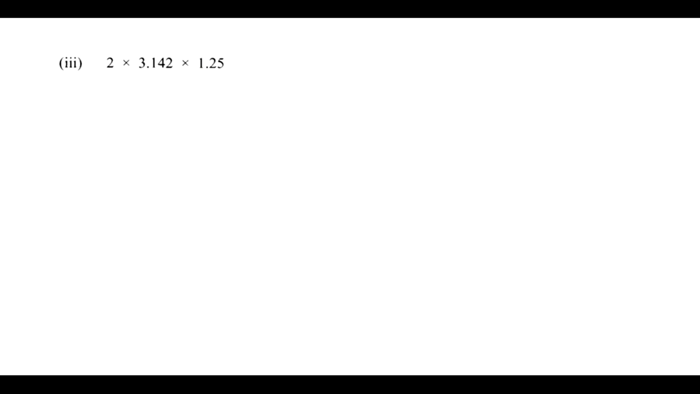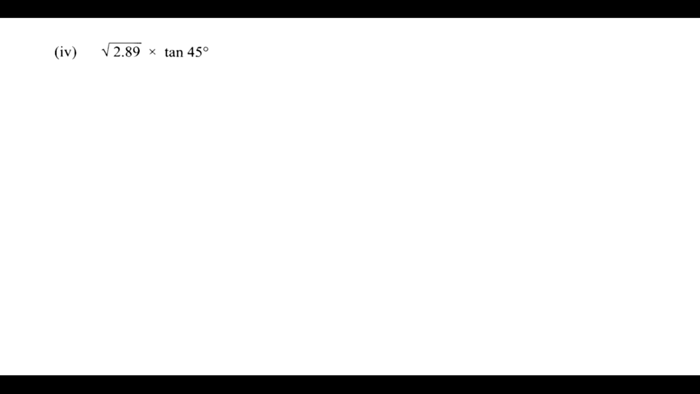Now in the third part, we have straight multiplication. So we have 2 multiplied by 3.142 multiplied by 1.25. So it's 2 multiplied by 3.142 multiplied by 1.25, and that gives me 7.855.